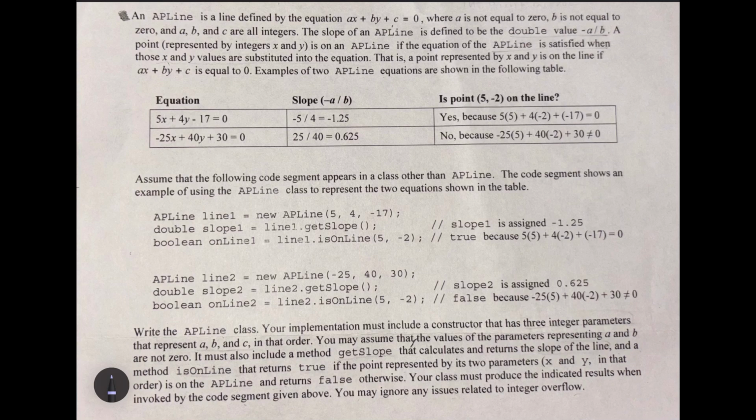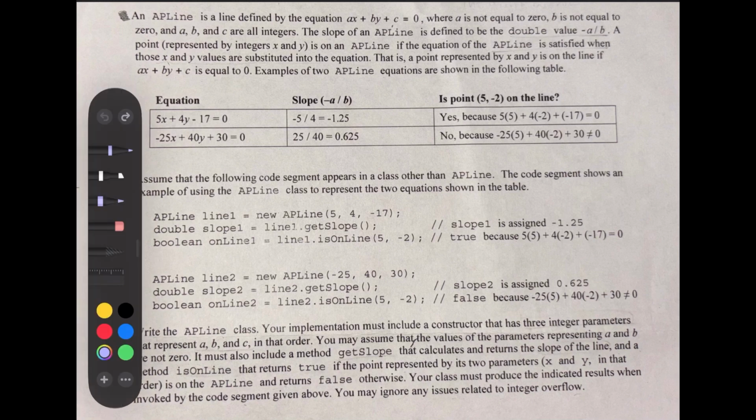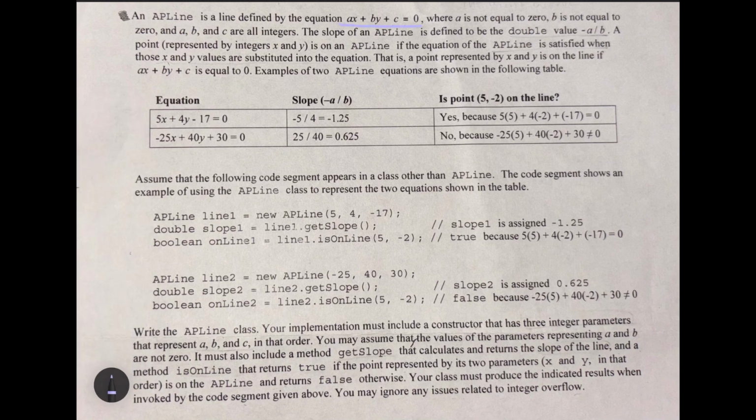Today we're going to be doing a class program called APLine, so let's read the instructions. An APLine is a line defined by the equation ax plus by plus c equals 0, where a is not equal to 0, b is not equal to 0, and a, b, and c are all integers. The slope of an APLine is defined to be the double value minus a over b.